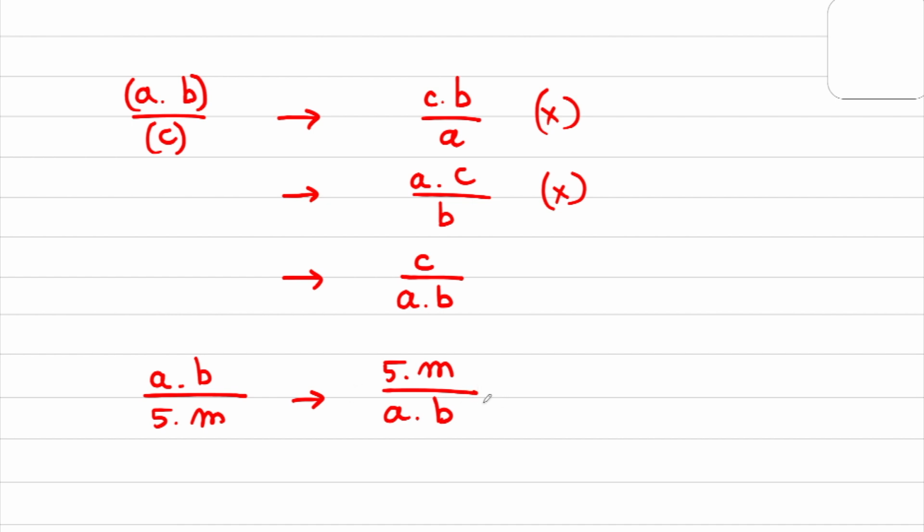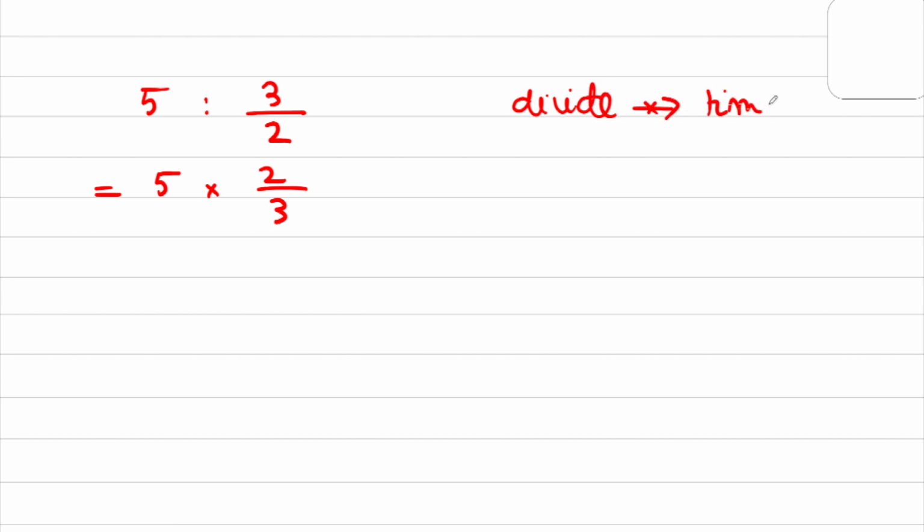Okay, so for the reciprocal, you will have an application, especially about division. I have this division, 5 divided by 3 over 2. So 5 divided by 3 over 2 means 5 times the reciprocal of 3 over 2, which means multiply by 2 over 3. So divide means you will take times the reciprocal.